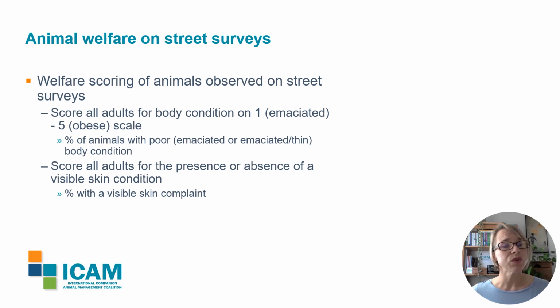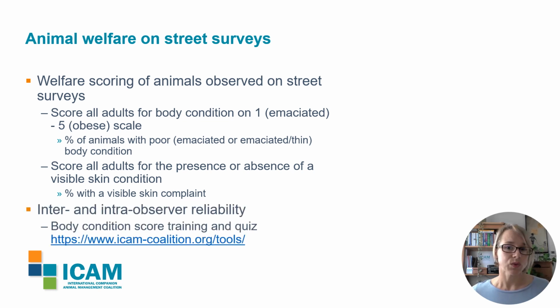You can also use street surveys, going back to street surveys here for a moment, to track changes in free roaming animal welfare by scoring every animal you see for their basic welfare state. Now I recommend keeping this simple, so going for a body condition score scale that has only 5 grades, from 1 emaciated through to 5 obese, and leading to an indicator that is the percentage of the population that is in poor body condition, and scoring skin condition just as the presence or absence of a visible skin problem, not going in any more detail than that.